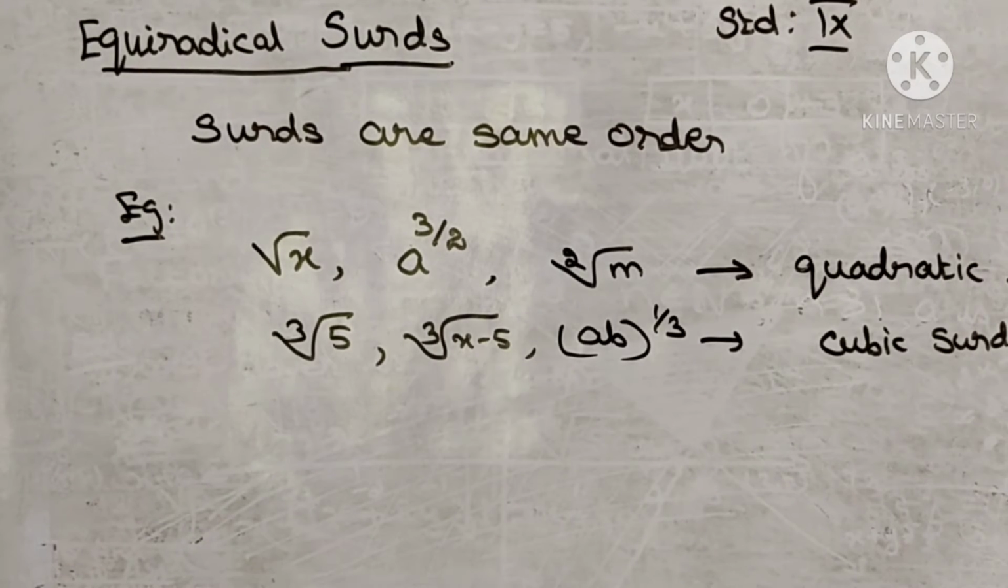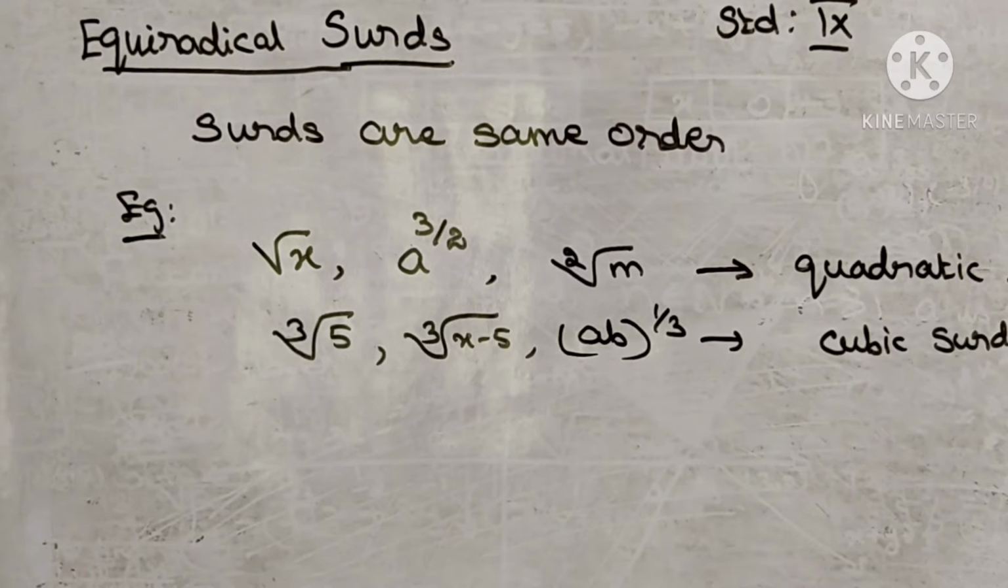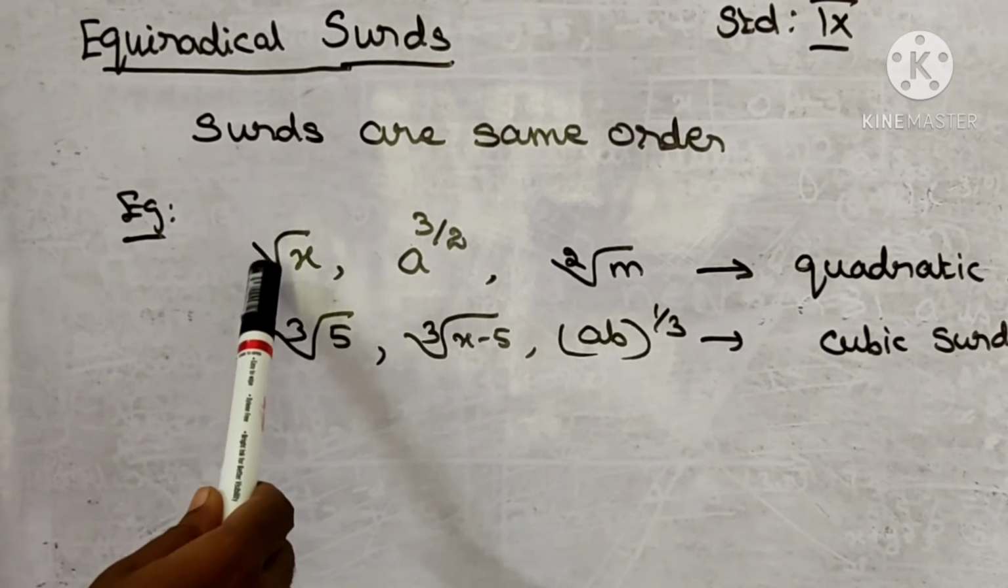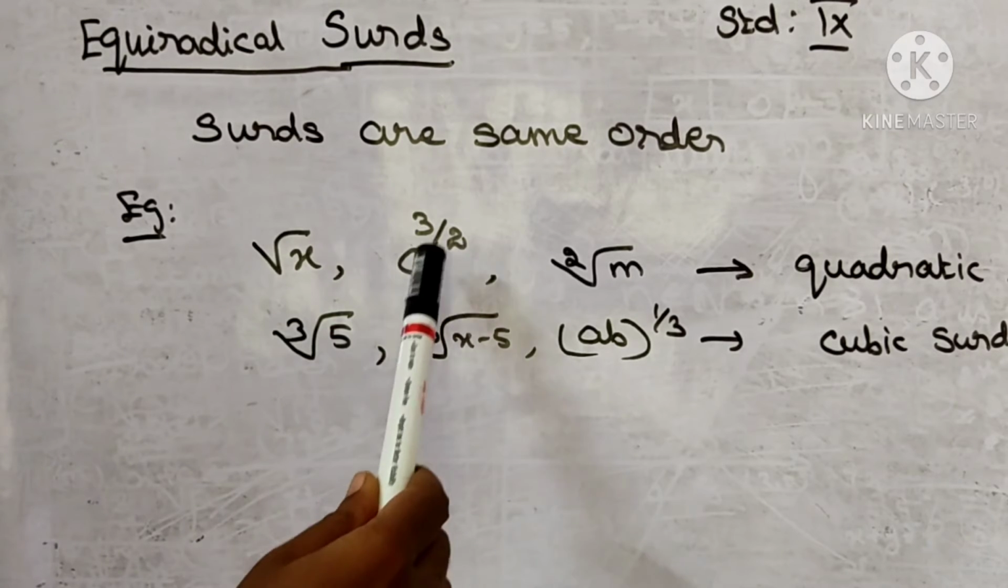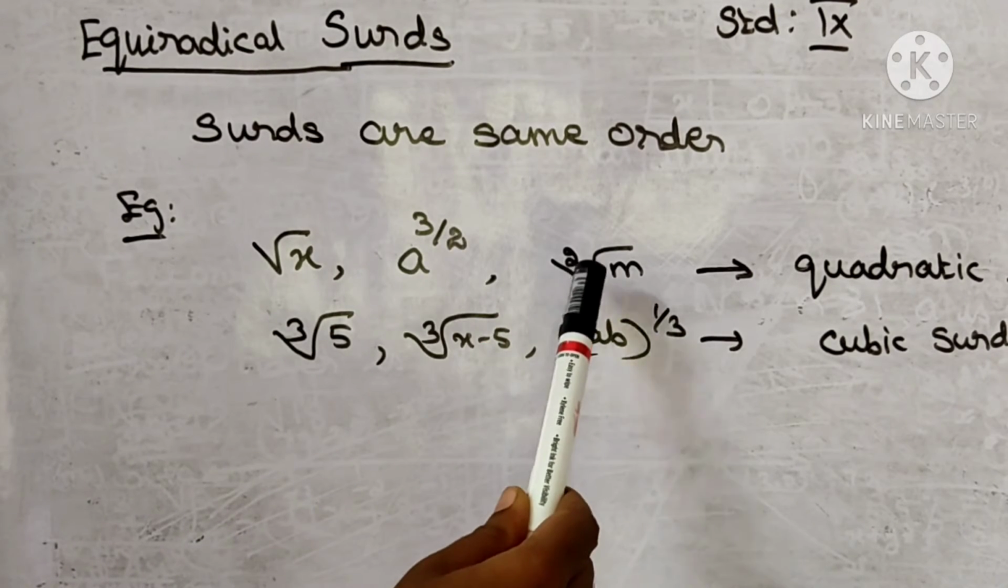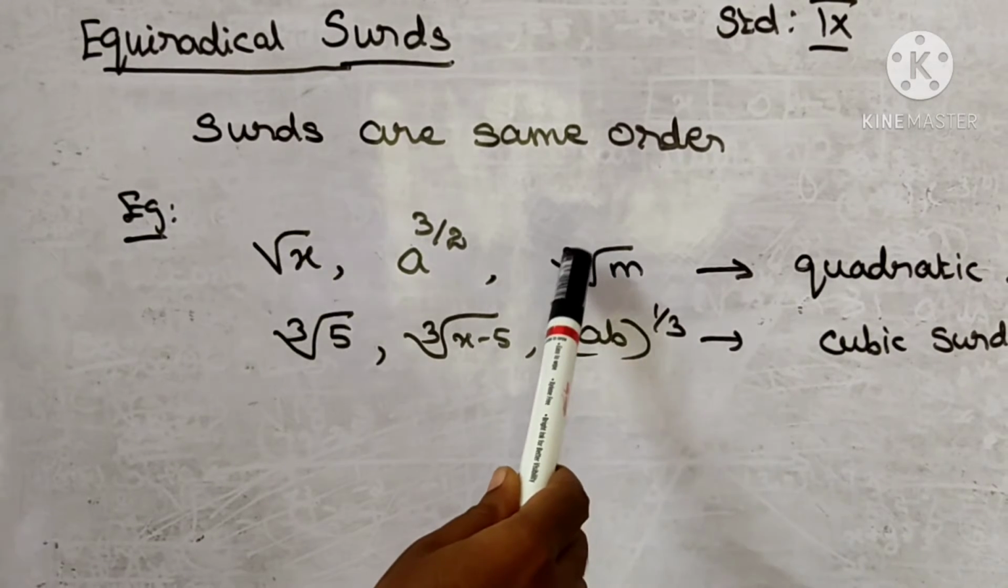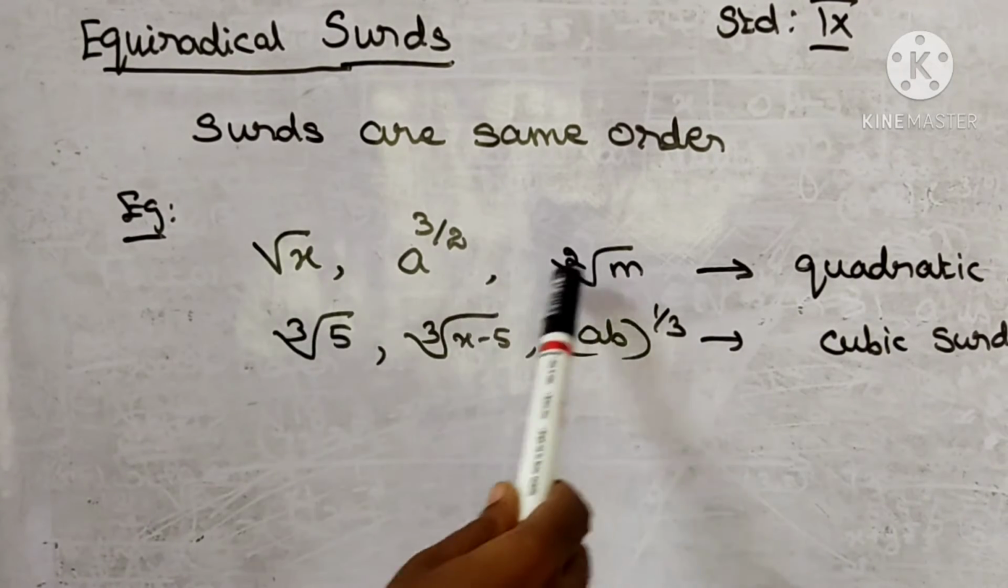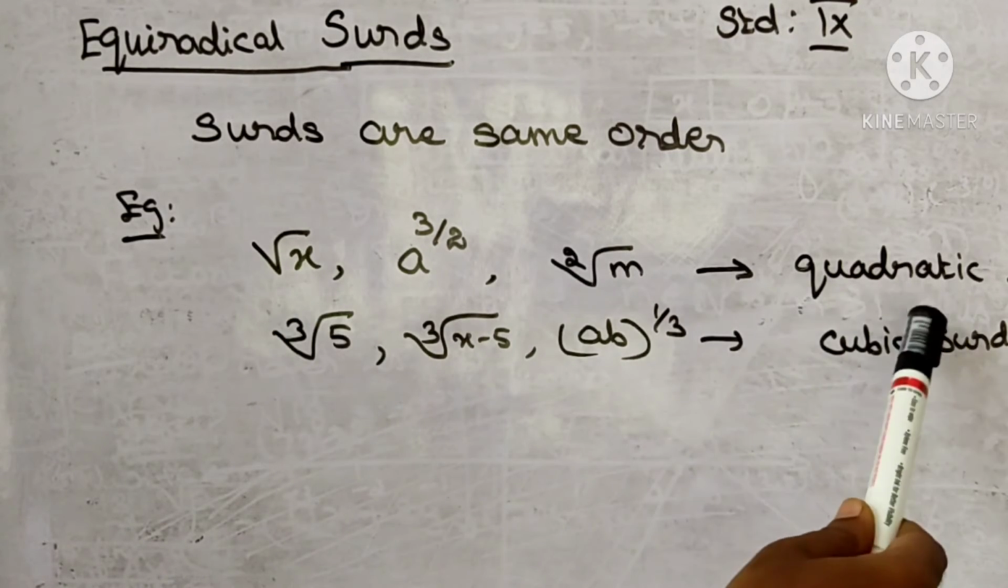Next definition, equiradical surds. Surds that are of the same order, that is, the index of the root to be extracted is the same, are called equiradical surds. For example, root x, index 2, a to the power 3/2, index 2, and the square root of m, index 2. So all the indices are 2, and this type is called quadratic surds.